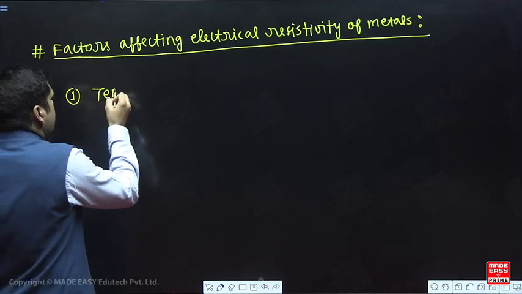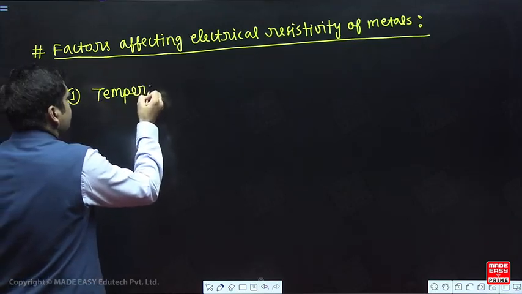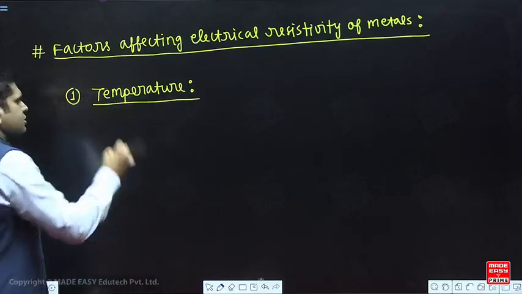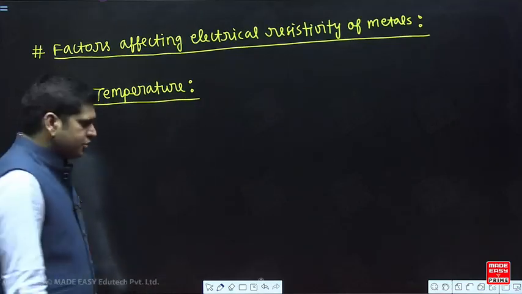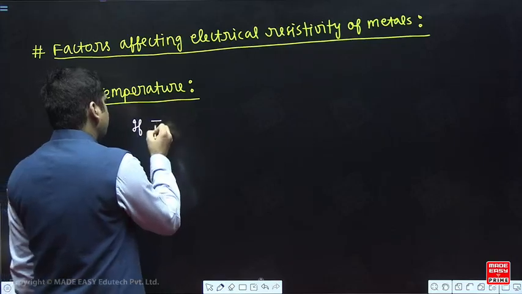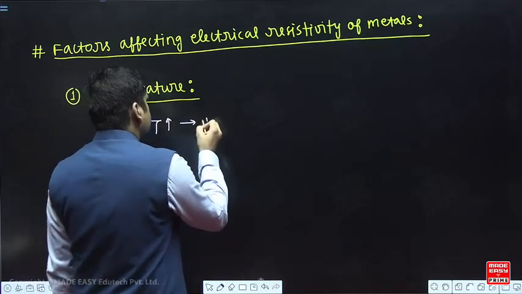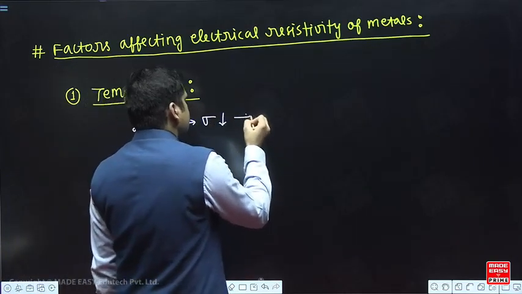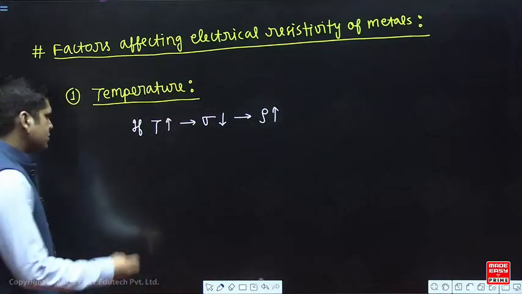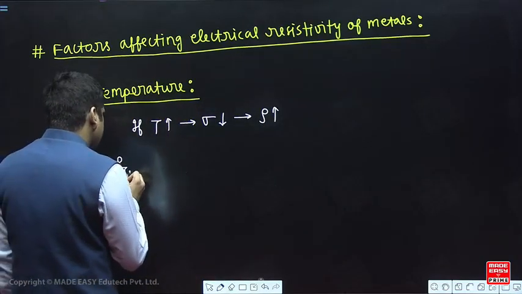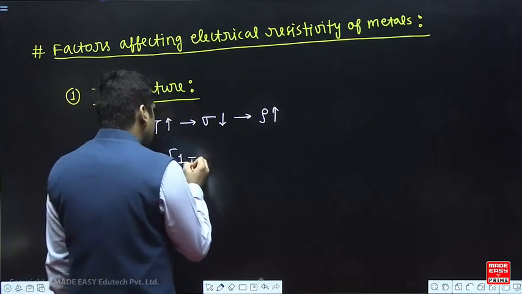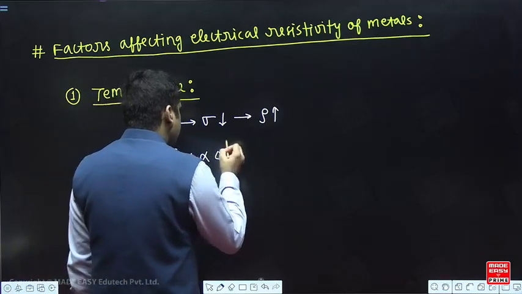I discussed in the last reading that if we increase temperature, mobility decreases, conductivity decreases and resistivity increases. This resistivity can be given as rho T2 is equal to rho T1 times 1 plus alpha into delta T.